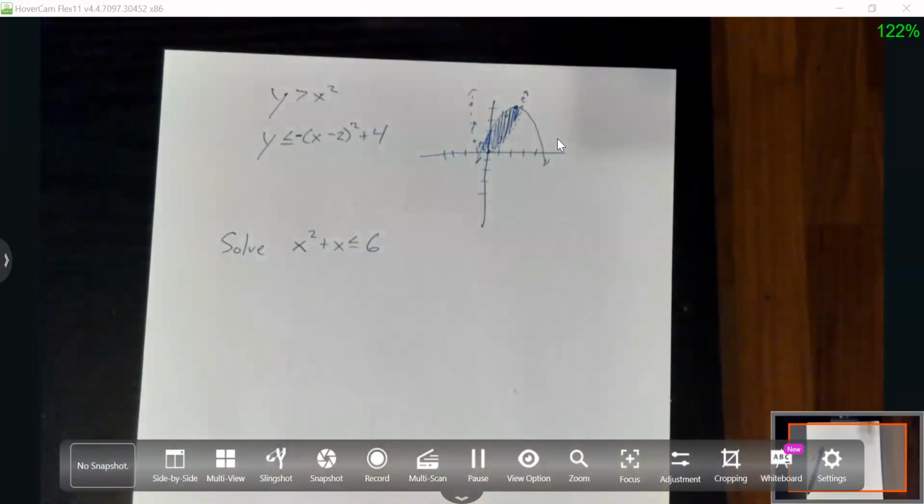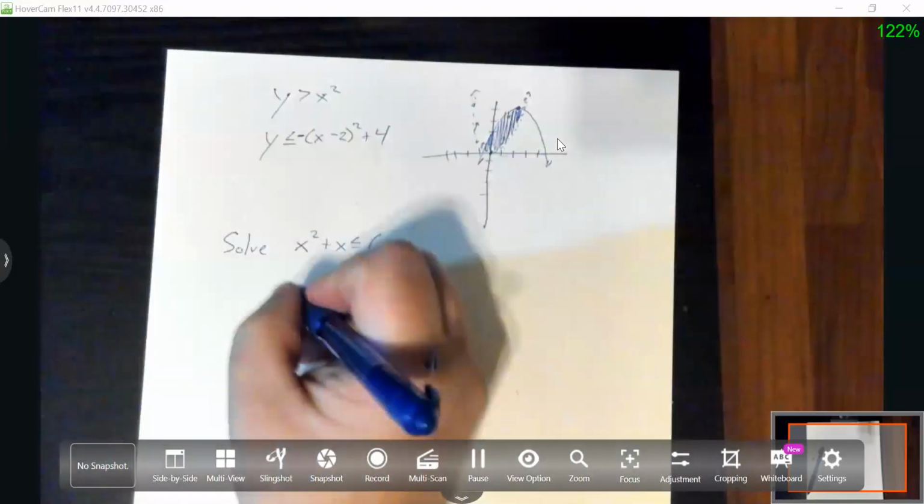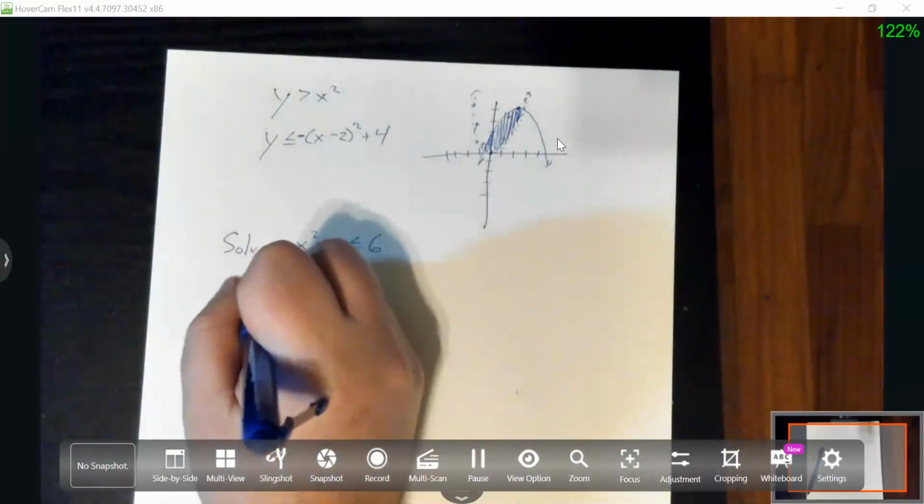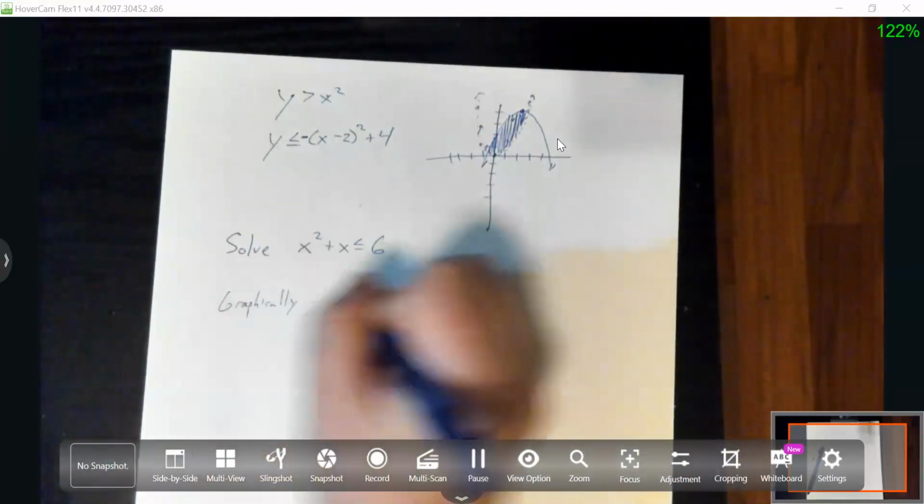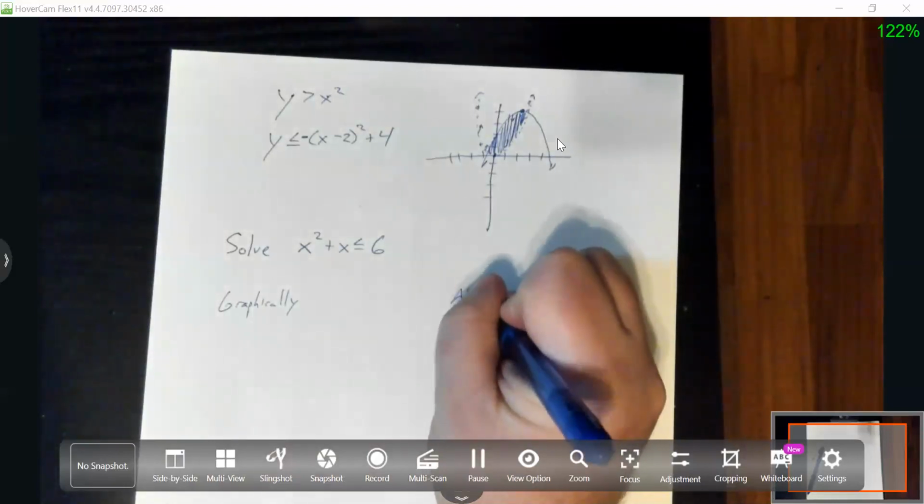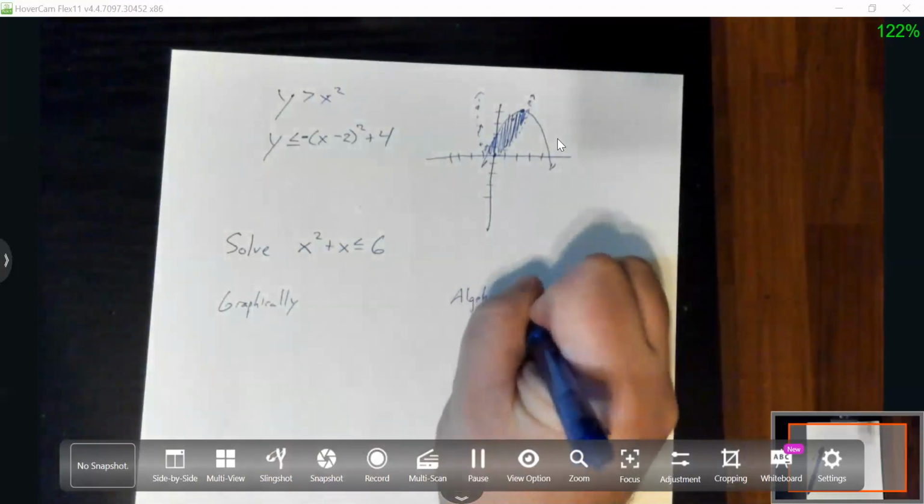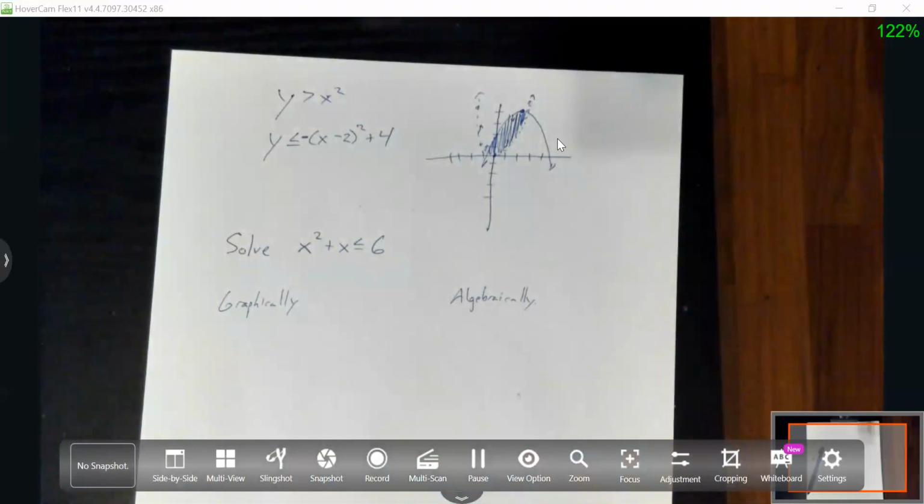All right, so when we go to solve, there's really two main ways. We can solve a system like this graphically, or we can solve it algebraically. And I'm going to ask you to do both. So graphing-wise, we have a couple of options.